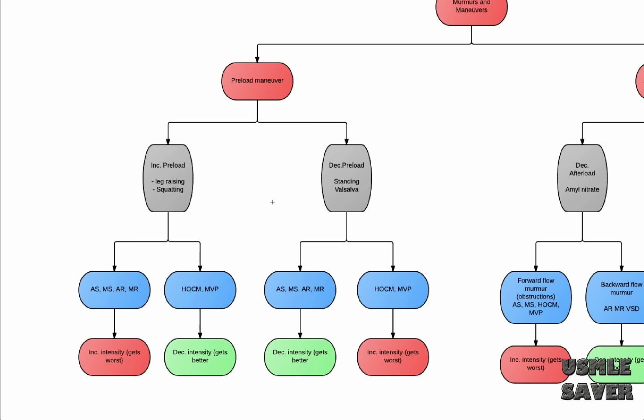Now let's break all the murmurs down into two groups of preload maneuvers. First group is aortic stenosis, mitral stenosis, aortic regurgitation, and mitral regurgitation. Second group is hypertrophic obstructive cardiomyopathy and mitral valve prolapse. Reason for these two groups is that murmurs in the same group have similar effect with any given maneuver, and all the murmurs in the other group have opposite effects with the same maneuver.